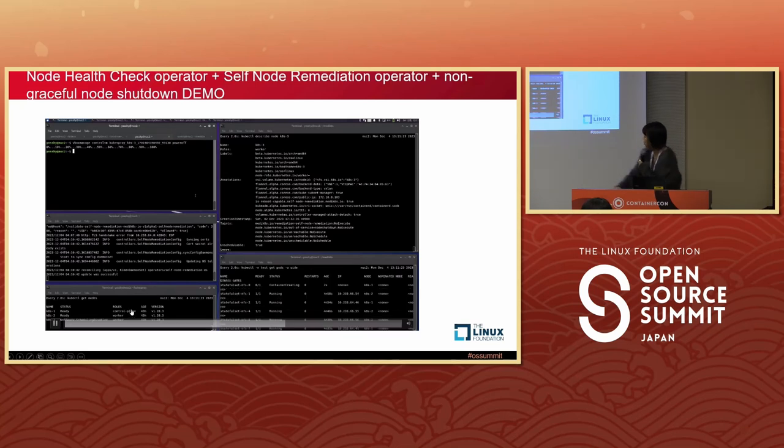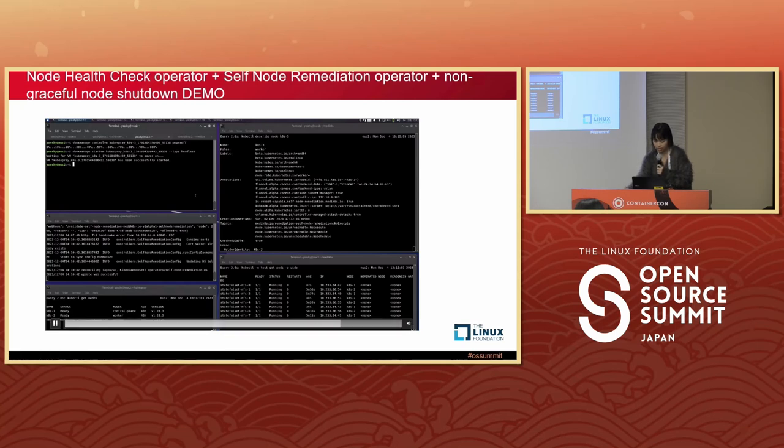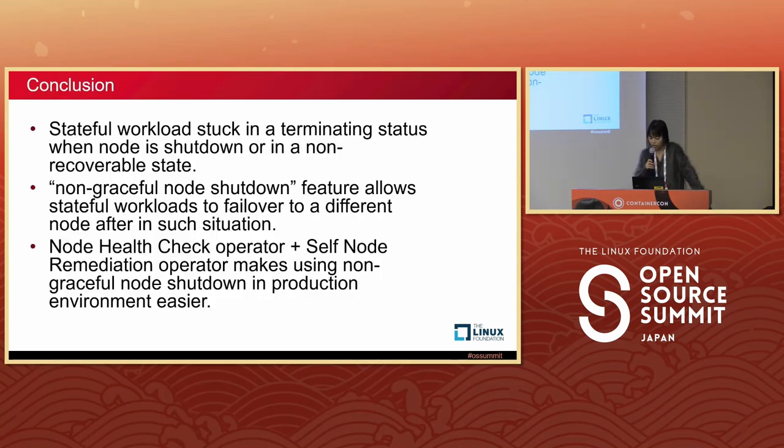From here it is very fast, so please watch carefully. Okay, as you can see, this pod was container creating, so all pods are running, it is not a problem, but all of the pods are running on Kubernetes 1 or 2 nodes, no Kubernetes 3 nodes, right? So these pods are evicted to other nodes by the non-graceful node shutdown feature. My demo is finished.